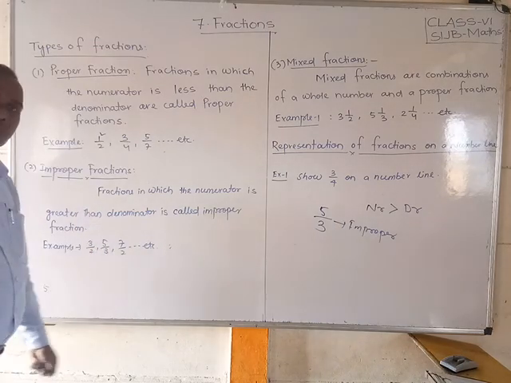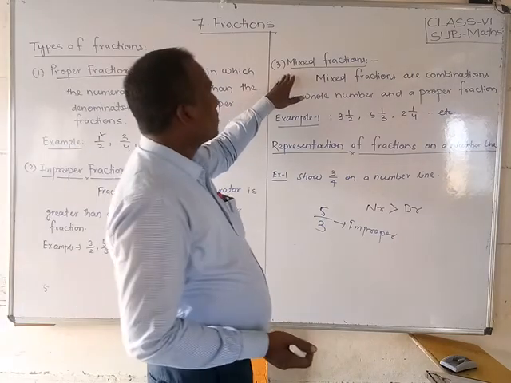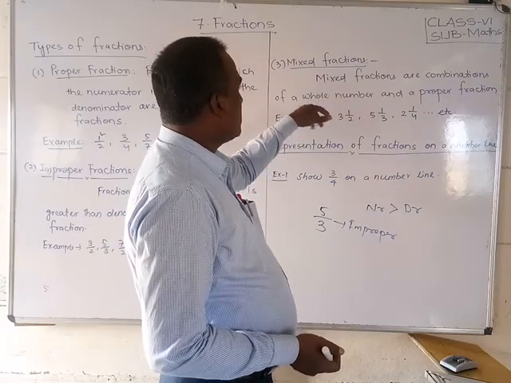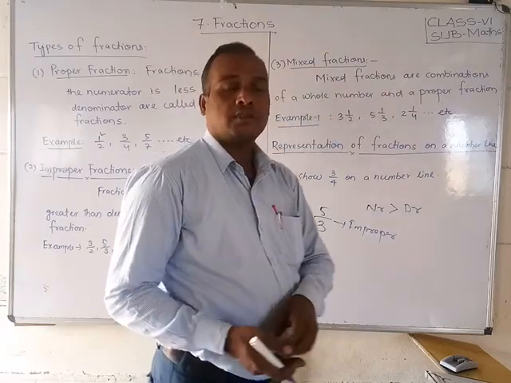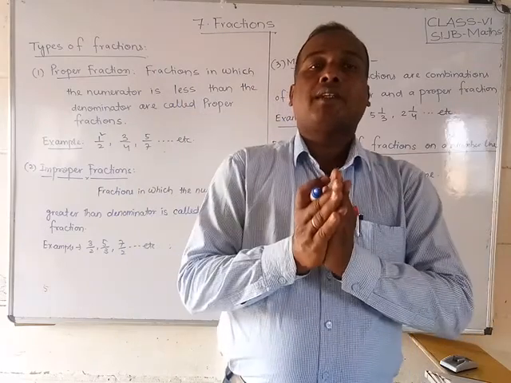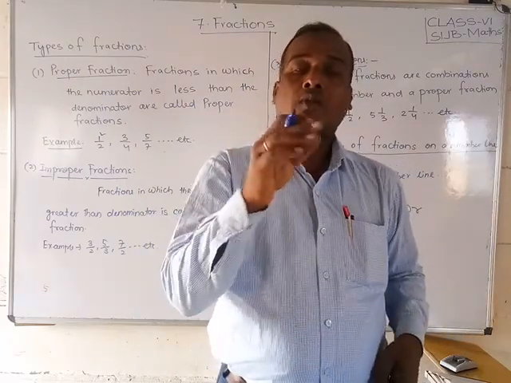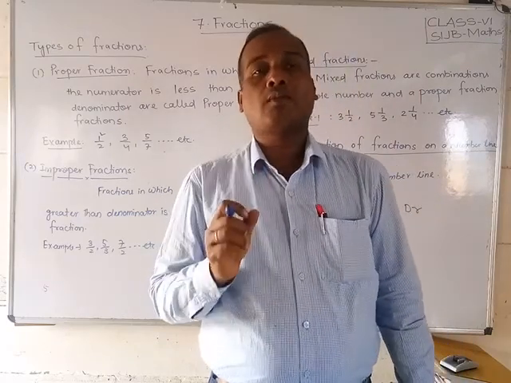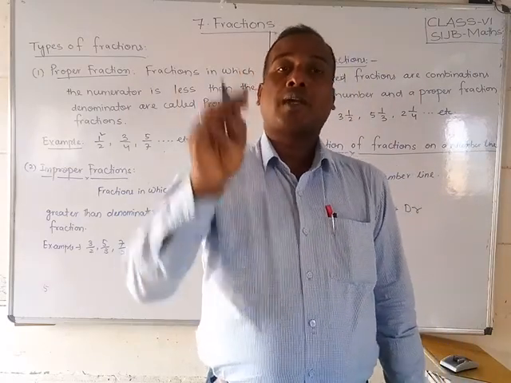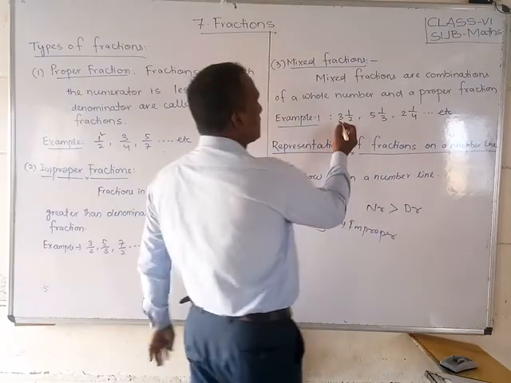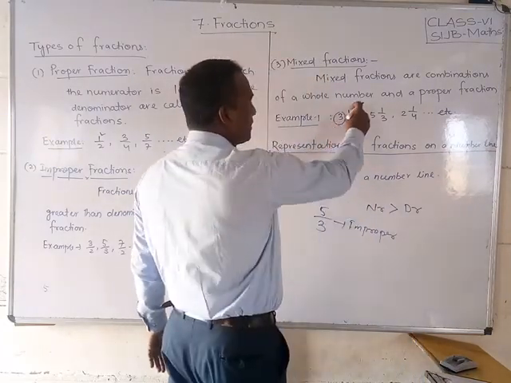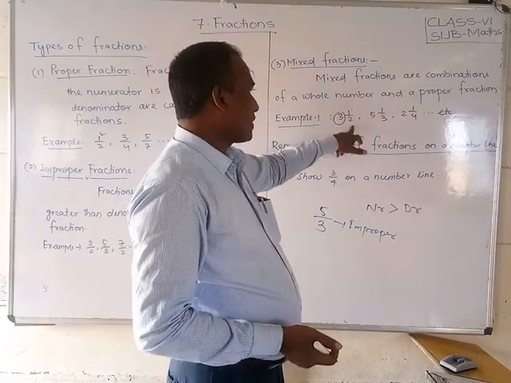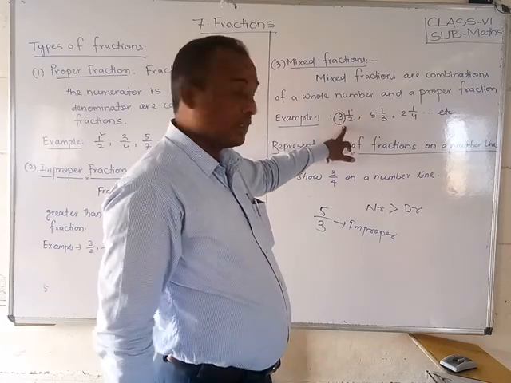Next students, we are going to discuss the mixed fraction. A mixed fraction is a combination of a whole number and a proper fraction. You know whole numbers: 1, 2, 3, 4, 5, 6, 7, 10, 100, these are whole numbers. A whole number combined with a proper fraction. Here 3 is a whole number, and 1 by 2 is a proper fraction. So a whole number written together with a proper fraction is called a mixed fraction.